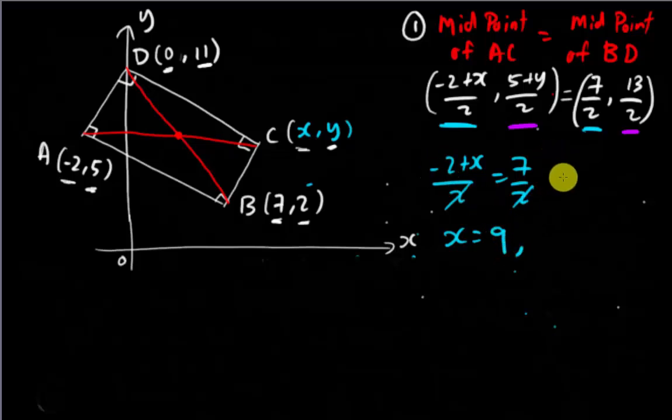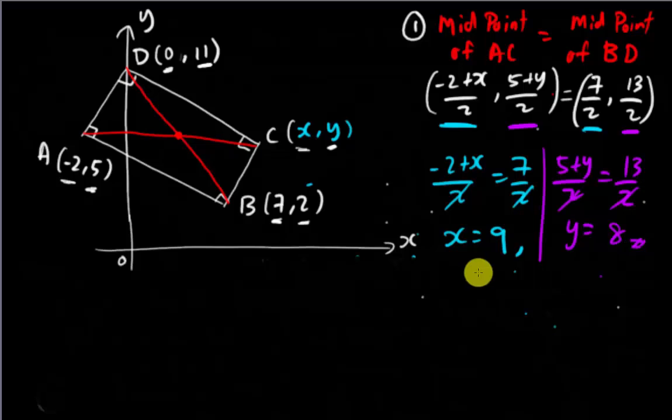Then I can do y. So y, I can say 5 plus y over 2 equals to 13 over 2. You can ignore the 2. Then y will equal 13 minus 5, which is 8. So therefore, I can easily get the coordinate C, which is 9, 8. I can use back the same color maybe. So coordinate C will be 9 and 8. This is using the midpoint method.